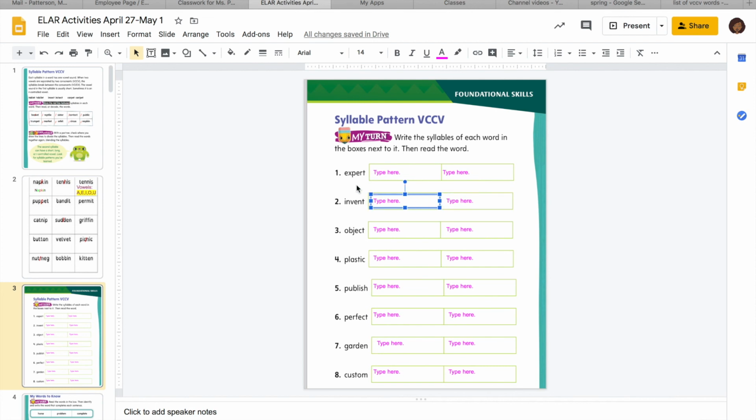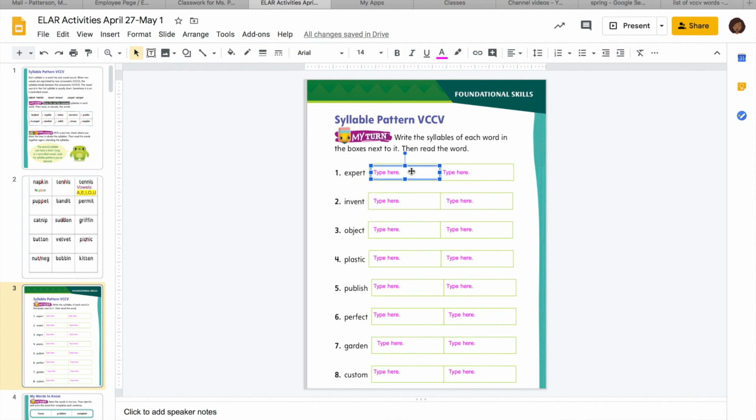So where it says type here, you should be able to type in each box. So the first one is expert. So instead of actually drawing a line and breaking it up, I'm going to actually have to type it out. So where would it go for expert? Now this one was a tricky one because I know some of you guys probably said it would go between the P and the E, but remember it has to go between our two consonants.